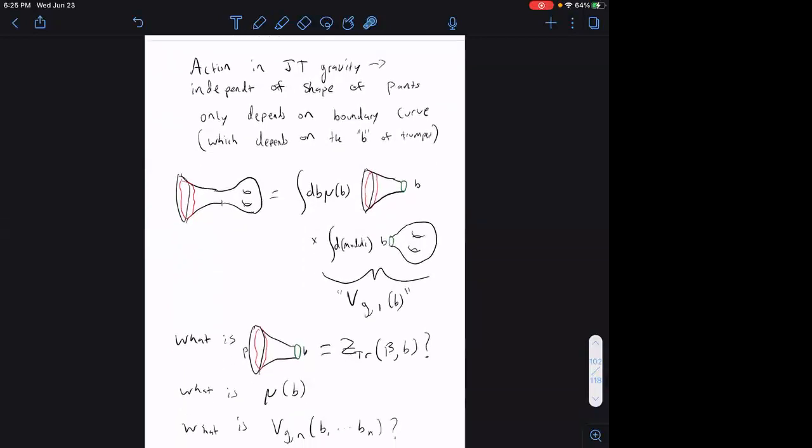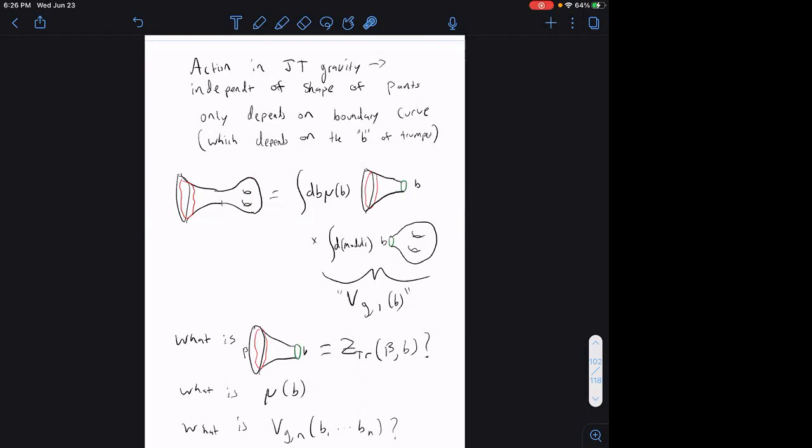So the action of JT gravity is independent of the shape of these pants, so the moduli of the surface. That's because the JT gravity action has a topological term, and has a term which sets, as a delta function, constant negative curvature, and it has this boundary action, the Schwarzian term. Now, the boundary action actually depends on the size b of this circle in the trumpet, just because as you change b, it changes the radius at which this regularized boundary is. But it doesn't depend on the parameters of the handles out here, only on this b circle.